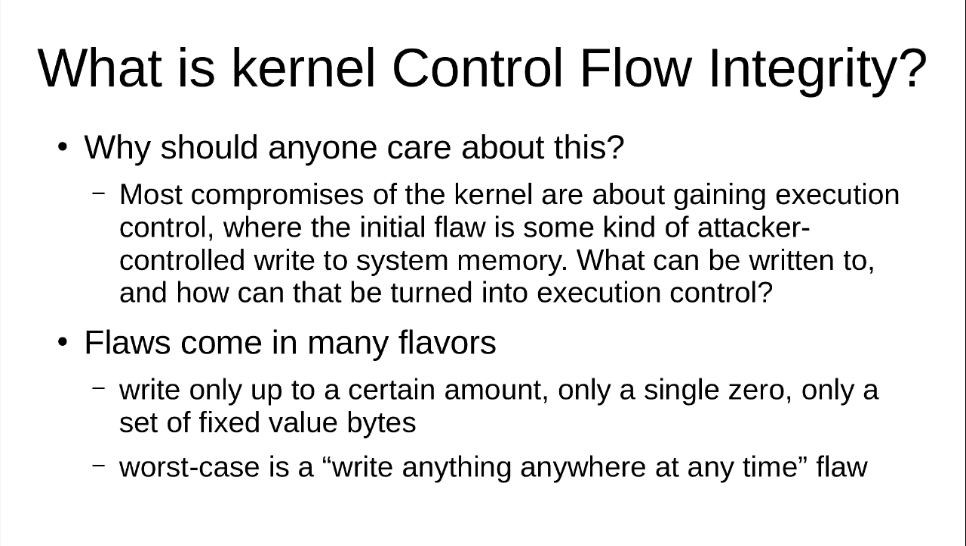So what is kernel control flow integrity and why should we care about it? I think of it as an attack surface or maybe an exploit surface reduction, where most kernel compromises are about gaining execution control, usually from a write primitive. You have some flaw that gives you the ability to write into kernel memory and make changes there. But of course, not all flaws are created equal. Some flaws let you overwrite only a certain number of bytes into some structure, or only let you write a single zero somewhere, or let you only write a fixed string of bytes. You don't have control over what you're writing, just where it's happening. But given that, the worst case is write anything, anywhere, at any time. But those are relatively rare.